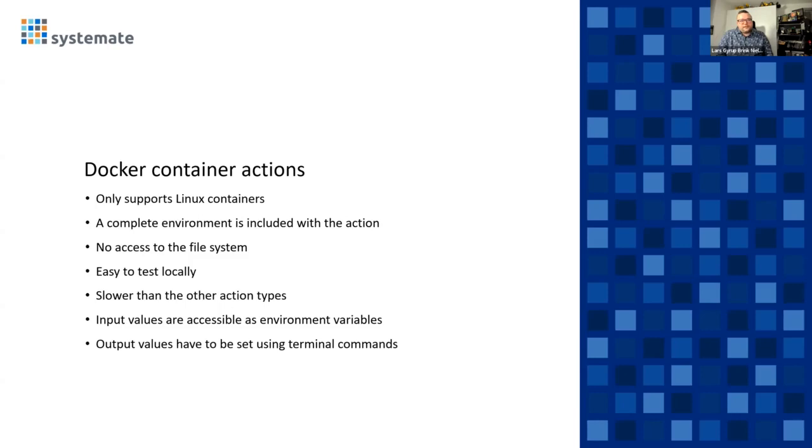But it doesn't have access to the file system directly. So that's kind of a downside. It's easy to test locally because it's inside of a container. And so we have tools for that on our own machine. It's a bit slower than the other action types because it has to spin up a new container, which is actually inside of another container probably. So it's a bit slower than the other types of actions. The input values here are accessible through these special environment variables. And we have these special terminal commands for setting output values using our container action.